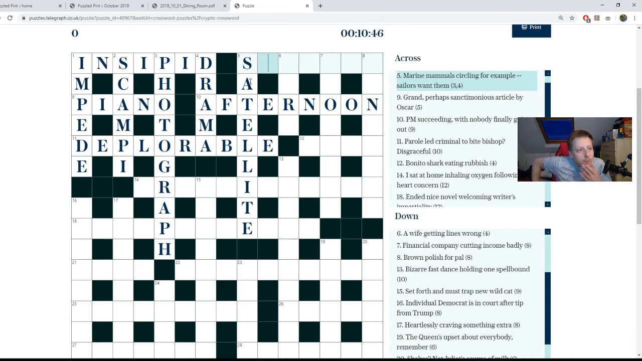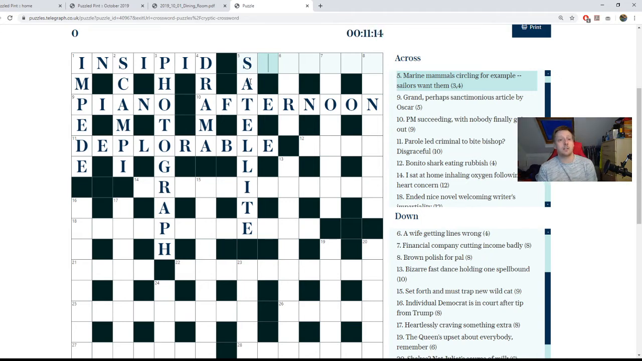5 across. Marine mammals circling, for example, sailors want them. Marine mammals circling, for example. Ha! Yes, lovely. Sailors do want these. They very much want these. Sailors want them is your definition here. Give you a few seconds whilst I slip into this. Oh, well, there we go.